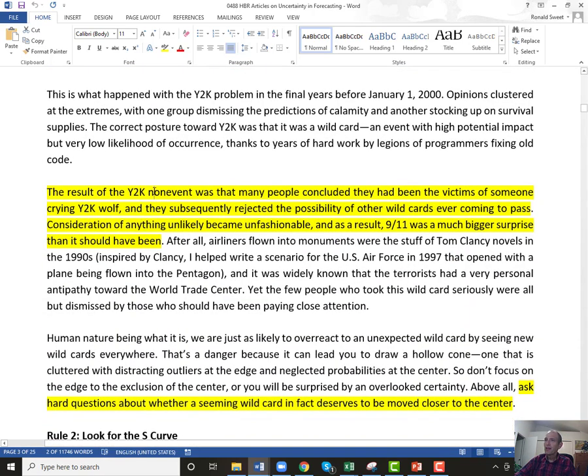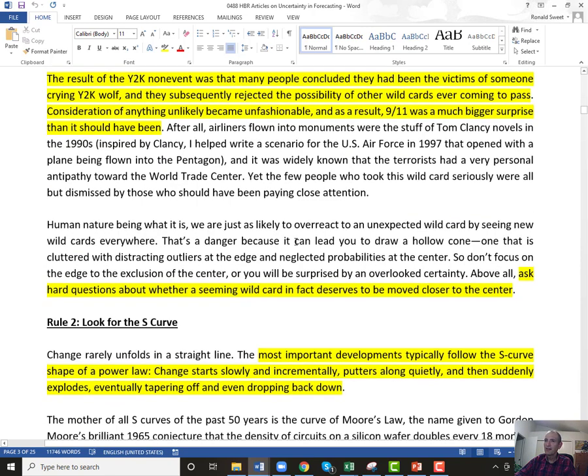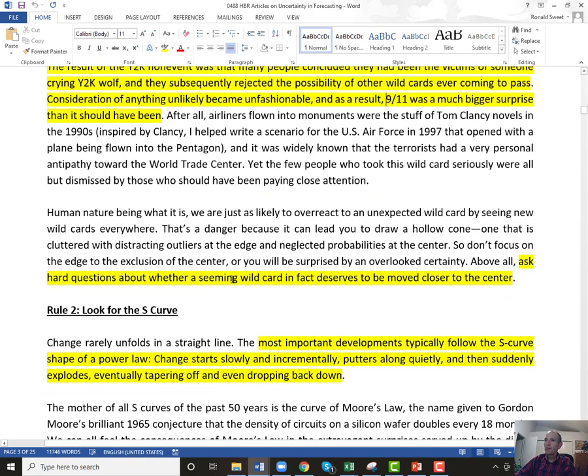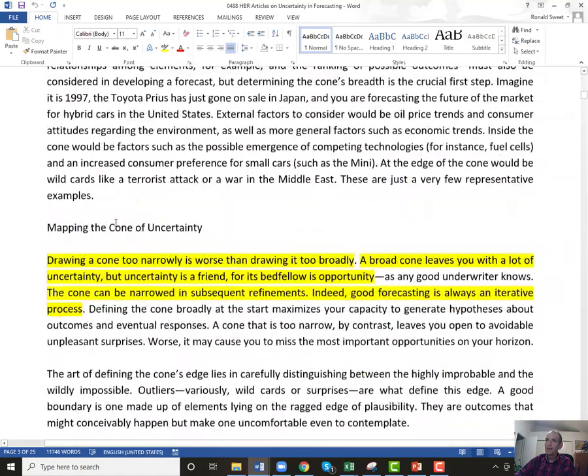The result of the Y2K non-event was that people said, well, people are crying wolf. Well, maybe all the work they did prevented it from happening. 9/11: should we have been able to see that, given that there was an attack on the World Trade Center just a few years before? You ask hard questions about whether a seeming wild card in fact deserves to be moved closer to the center. All right, so that cone of uncertainty is really important.